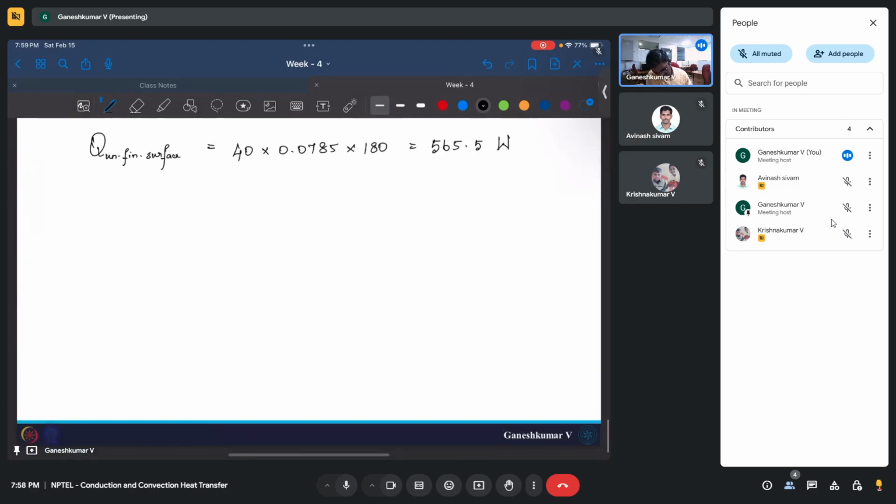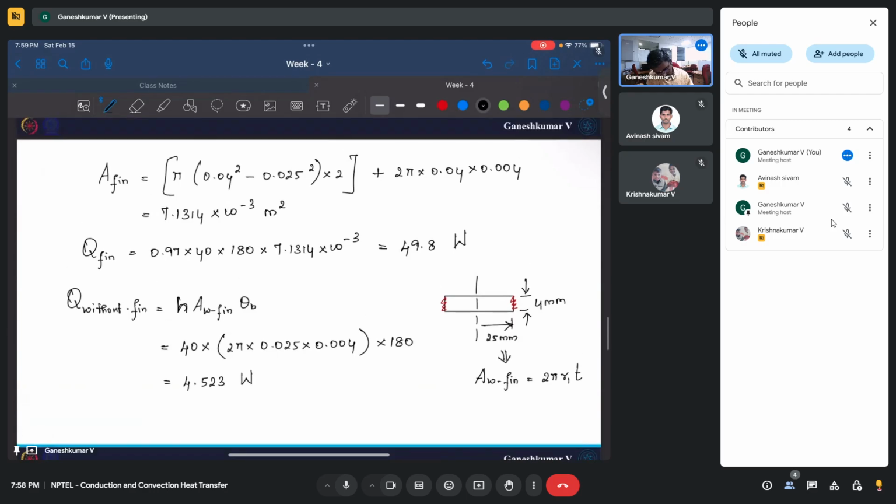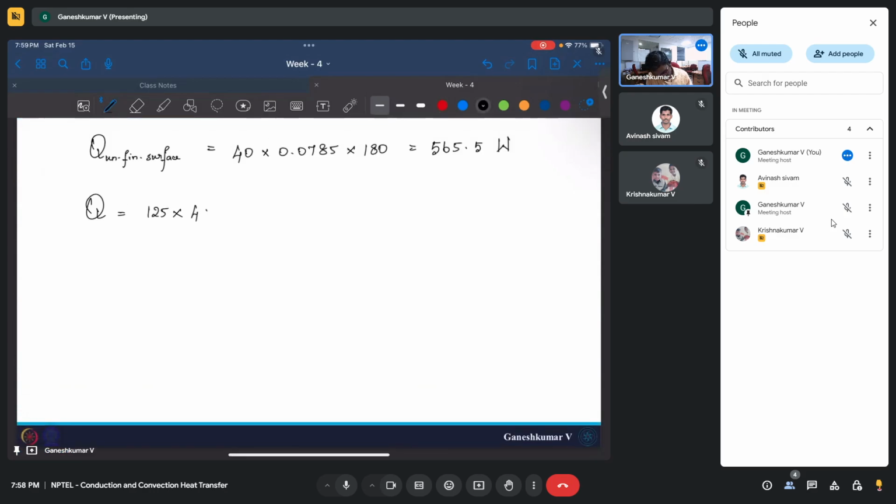This is the amount of heat transfer from an unfinned surface. So let's calculate the total heat transfer. It's going to be n fin, which is 125, and we also found out the heat transfer in a single fin, which is 49.8 watts, plus Q unfinned surface, 565.5 watts. It will give an idea of what is happening when you have a fin. So you have 6225 watts of heat transfer from the fins.